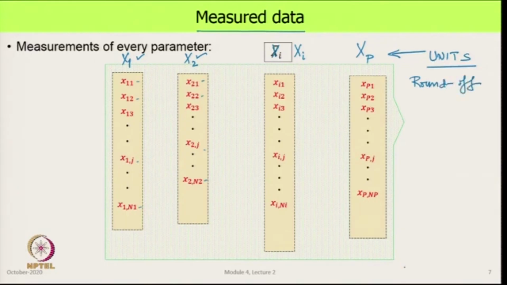We express the result by rounding off to the value which is realistic about what the instrument was capable of doing. So, this is the data that we have obtained. This is what we call the measured data, or we just call it data. This is one set of information.